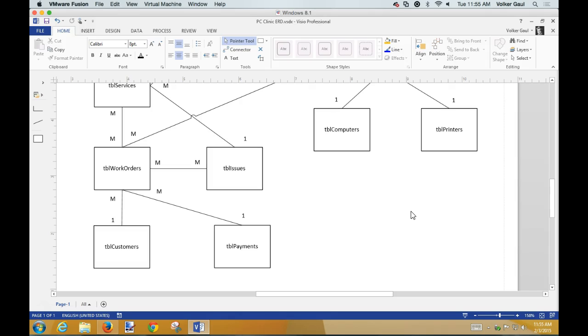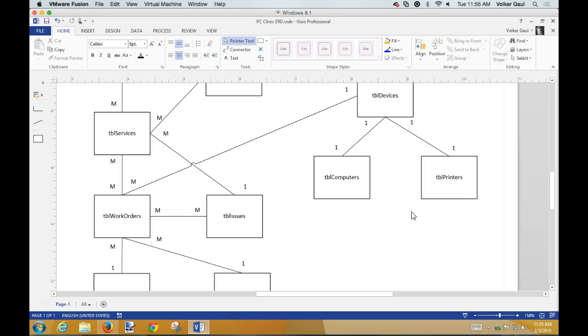Very good. Let me think. We have an indirect relationship between customers and devices. That's good. But customers really own their devices, is what you're saying. And so this work order is not for a customer, it's for a device. Wow.